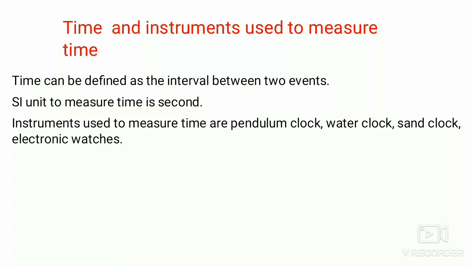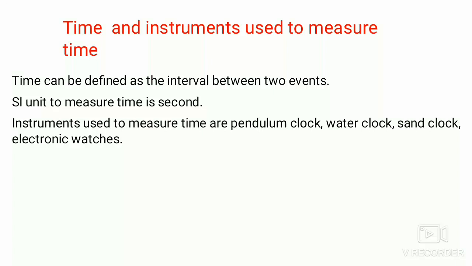Moving on, let us come to another physical quantity to be dealt with, that is time. Time is defined as the interval between two events. We measure time with the help of the mean solar day. Mean solar day is the time taken by the Earth to complete one rotation about its own axis. The standard unit of time in the SI system is second.